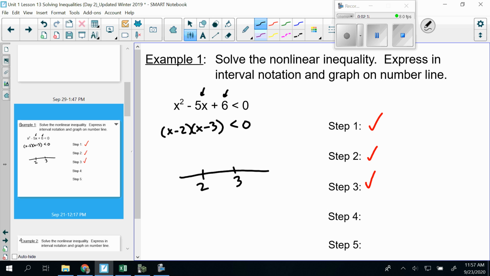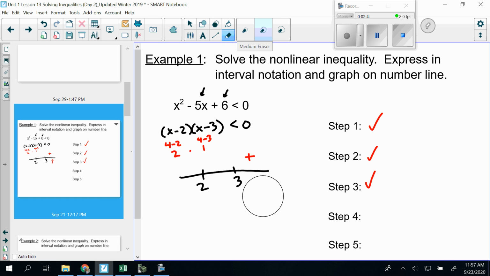So let's start in this interval right here, bigger than 3. If we pick a number bigger than 3, like 4, what happens if we put 4 into our factored inequality? Well, if we put 4 in for x, 4 minus 2 is going to be 2. 4 minus 3 is going to be 1. If we multiply those, 2 times 1 is positive 2. So anything we pick that's bigger than 3 should give us an answer that comes out positive. And you can try it out with other numbers and test it, but you'll see it is always true.